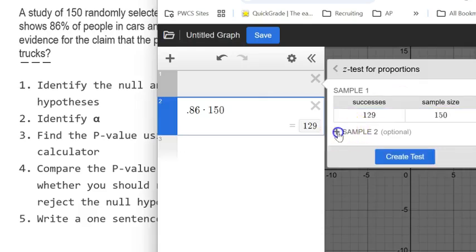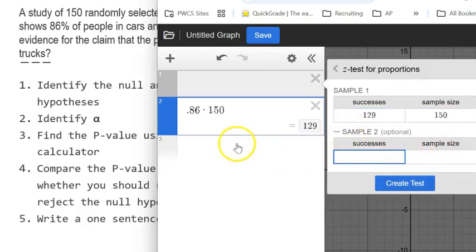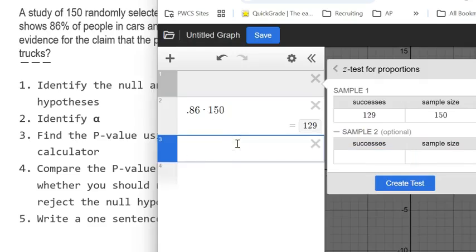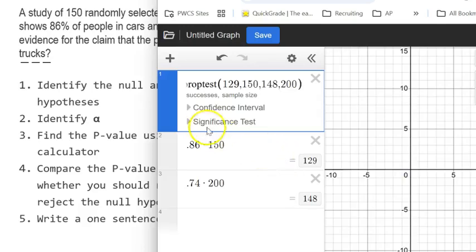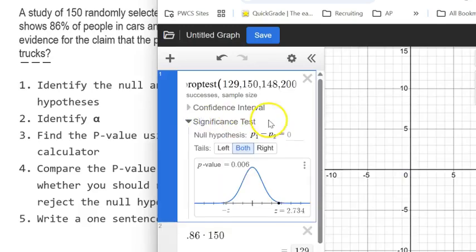Then we're going to hit this plus sign for sample 2 to add our second sample. For trucks, it was 74% of 200, so that's going to be 148 people. So 148 out of 200. Create the test. Just like before, click that arrow for significance test. Our null hypothesis is that P1 minus P2 equals 0. Our alternative is not equal to, so that means our tails should be both.